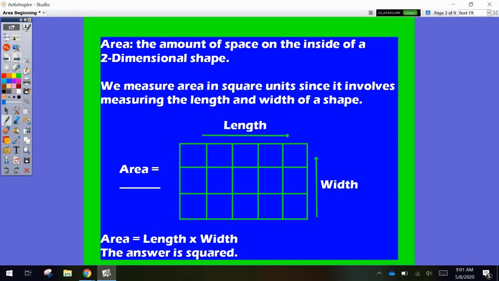We measure area in square units since it involves measuring the length and width of a shape. So here you'll see the length, and here you'll see the width, okay? Length of a shape, width of a shape. Now, you can find the area by saying length times width, but a lot of times they actually end up drawing in the boxes for you, and you can also count up the boxes to find the length and the width. So the answer is always squared. We're going to talk about that because they're square units, and we'll say two ways to show that. Okay, let's look at some now.